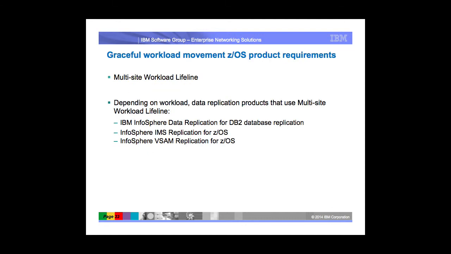For the planned outage scenario, you actually don't need NetView. NetView is only needed during active query. So the requirements for the planned outage scenario is just Lifeline and either QRep or InfoSphere data replication for DB2, if you're using IMS, InfoSphere IMS replication, and if you're using VSAM, InfoSphere VSAM replication. So whatever second level replication technology you need for your workload plus Lifeline is all you need.